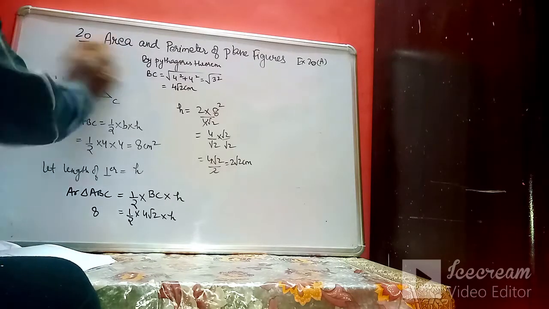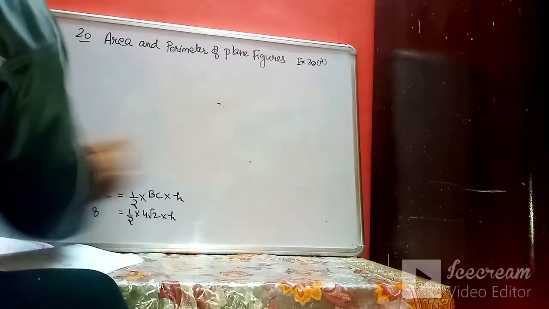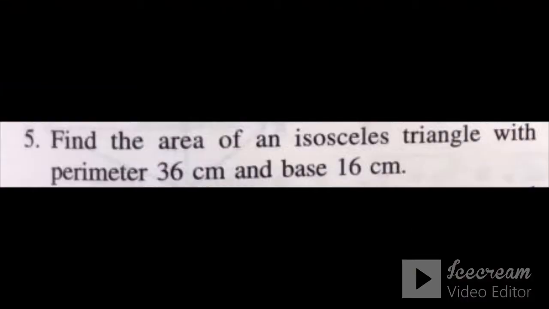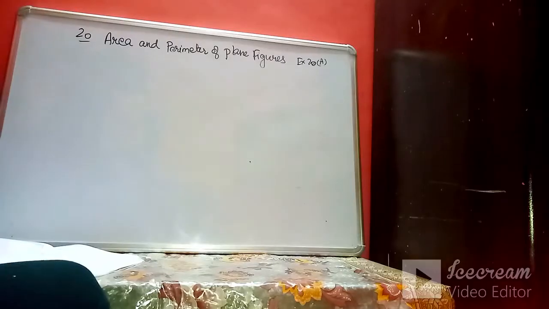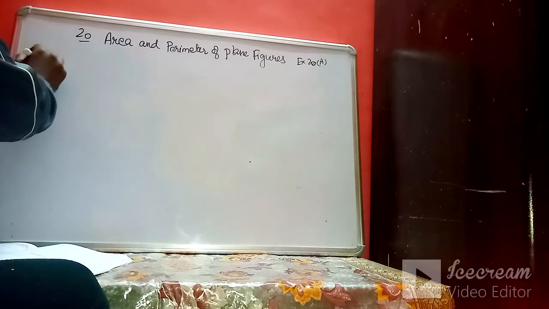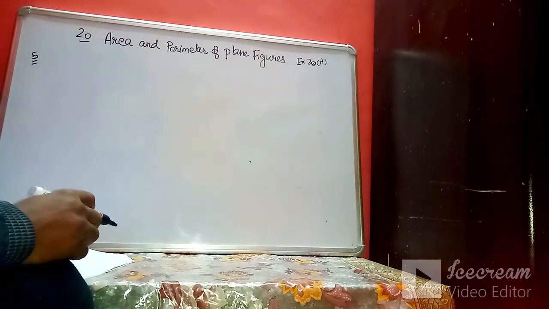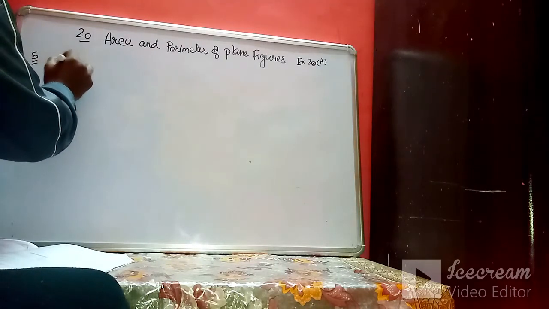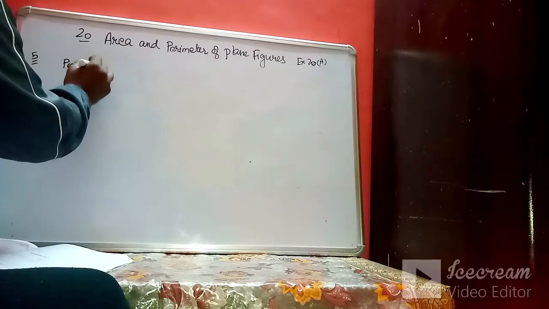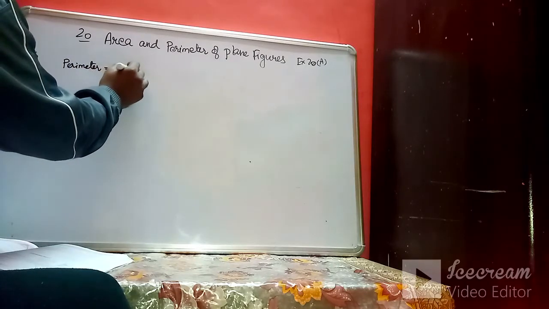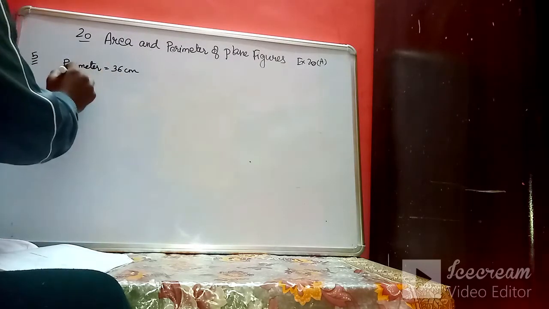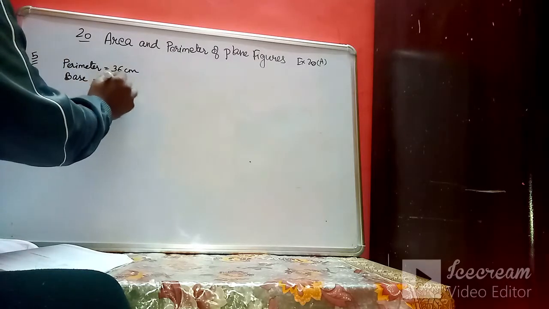Okay, the next is find the area of isosceles triangle. So we have to calculate the area of isosceles triangle with perimeter. So perimeter is given as 36 centimeter and base is given as 16 centimeter.